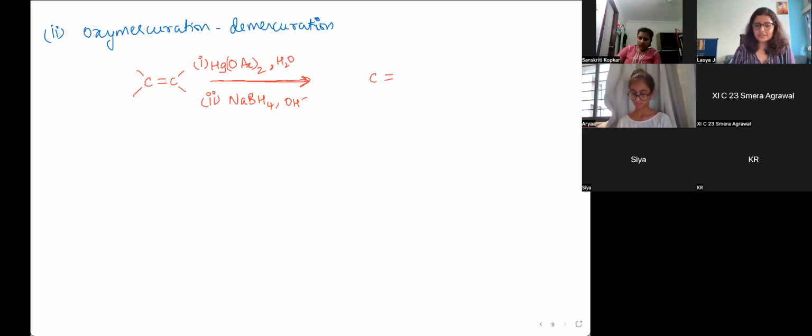So again, across the double bond, it's basically addition of water. You have hydrogen added on one side, OH added on one side. This also causes a Markovnikov product, but with no rearrangement.